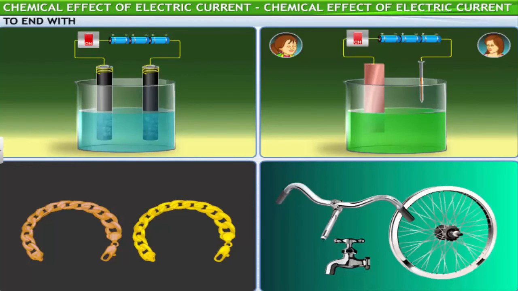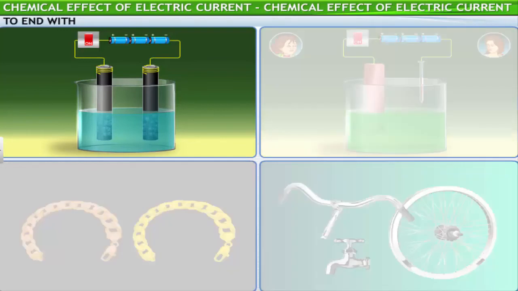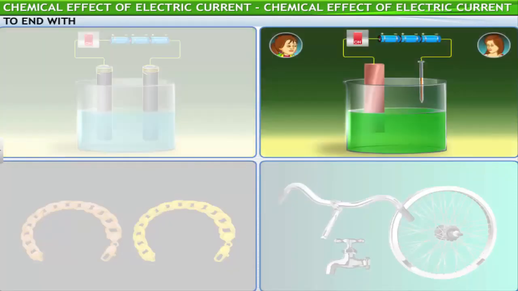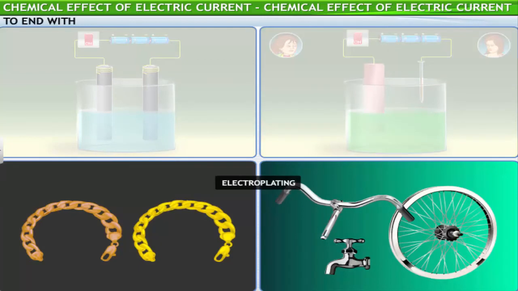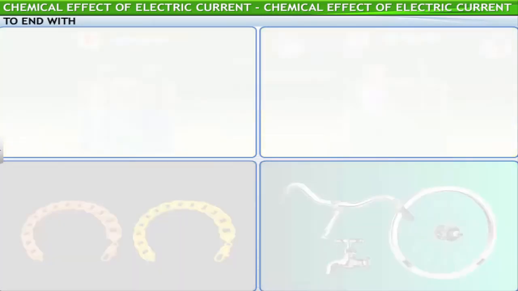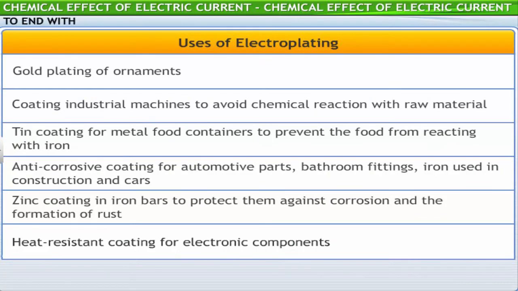This brings you to the end of this lesson on chemical effect of electric current. In this lesson, you learned to identify the chemical effects of electric current, demonstrate the chemical effects of electric current, describe the steps in the process of electroplating, and list the uses of electroplating.